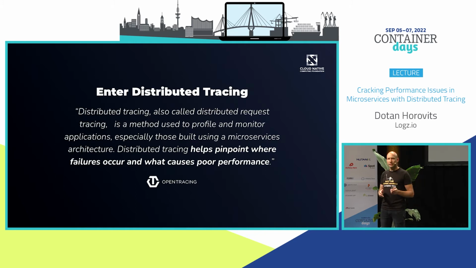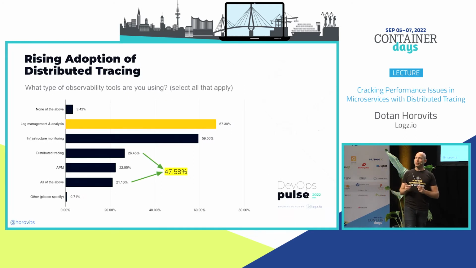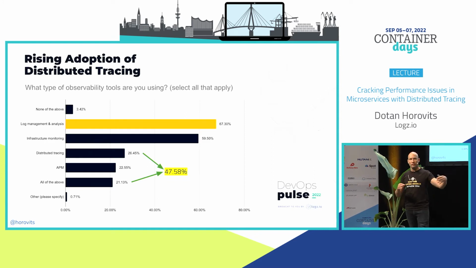So that's tracing in a nutshell. And as I told you, it is picking up very rapidly. This is from the DevOps Pulse survey 2022. It's a yearly survey we run on the state of DevOps at Logs.io. And when we ask people which tools they use for observability, you see that 47% actually use distributed tracing. That's nearly half of the people doing something with distributed tracing.